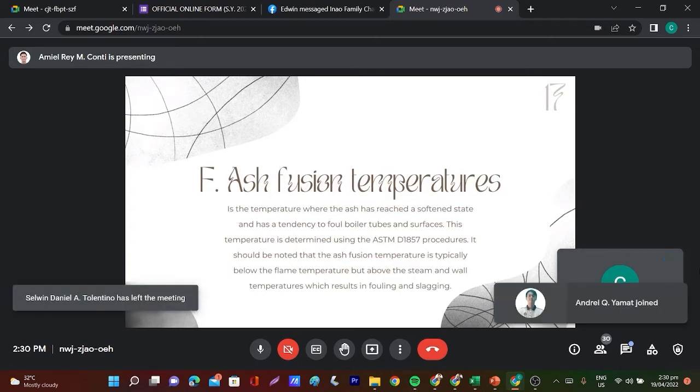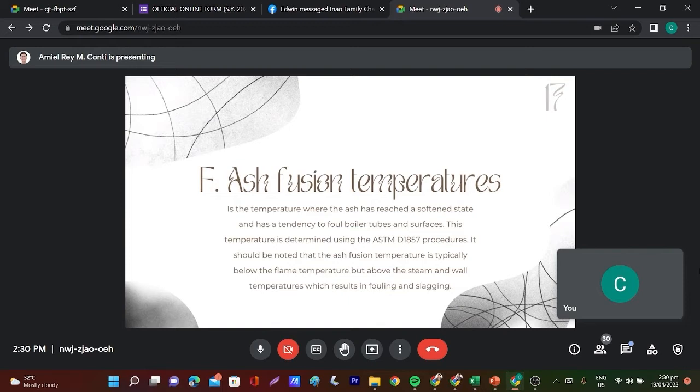So, lastly po, yung ash fusion temperatures is the temperature where the ash has reached a softened state and has a tendency to foul boiler tubes and surfaces. This temperature is determined using the ASTM D1857 procedures. It should be noted that the ash fusion temperatures is typically below the flame temperature but above the steam and wall temperatures, which results in fouling and slagging.